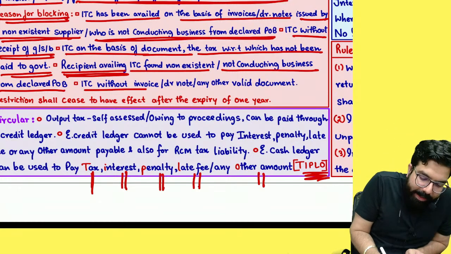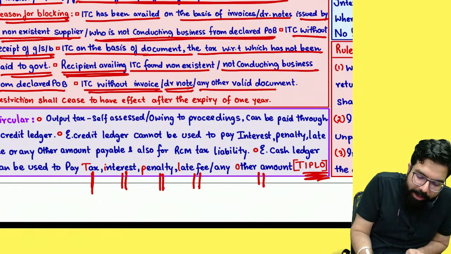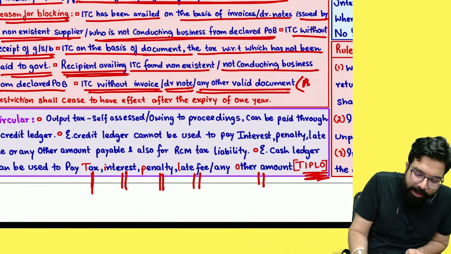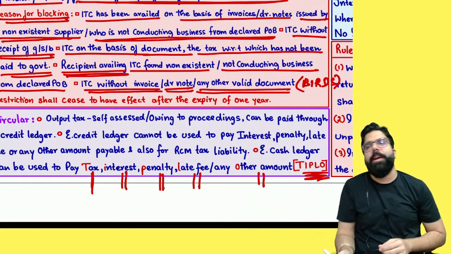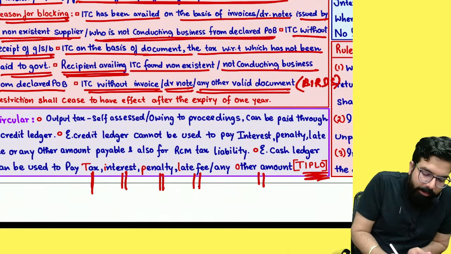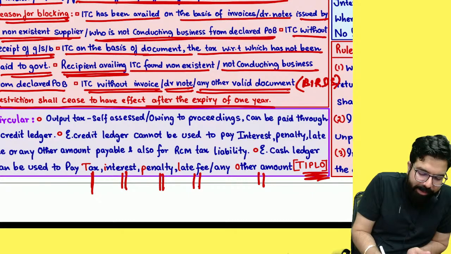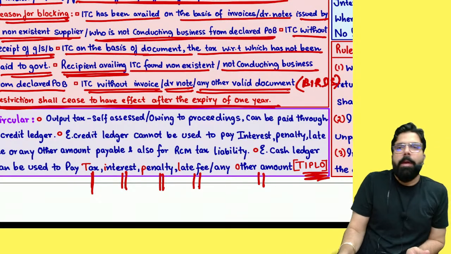And then ITC without any invoice, debit note or other valid document. Can you tell me what are the other valid documents, everyone? If you don't have the document, then also your credit can be blocked. And then, sir, the restriction will be maximum for how much time, everyone? 1 year.